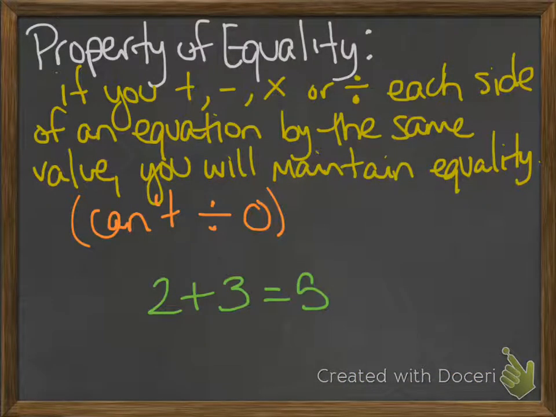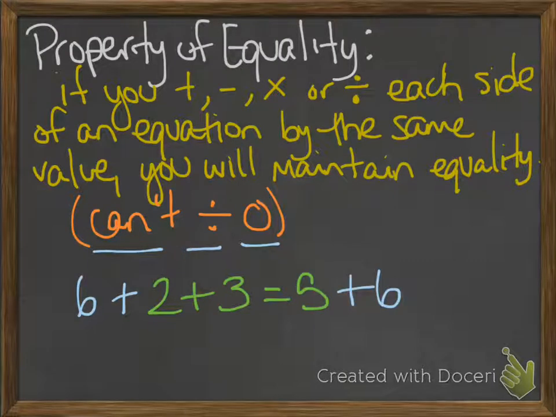The property of equality states that if you add, subtract, multiply, or divide each side of an equation by the same value, you will maintain the equality, keeping in mind that you can't divide by 0. So for example, we can all agree that 2 plus 3 equals 5. The property of equality states that I could add 6 to one side, as long as I add 6 to the other side, I've maintained the equality. I can continue this. I could multiply both sides by 3, and I maintain the equality. So no matter what you do, as long as you do it to both sides of the equation, you're going to maintain the equality.